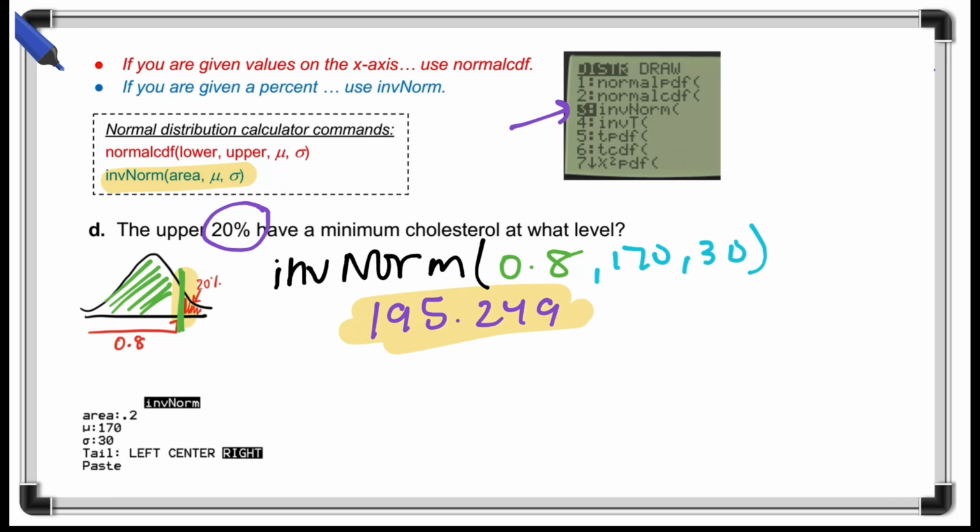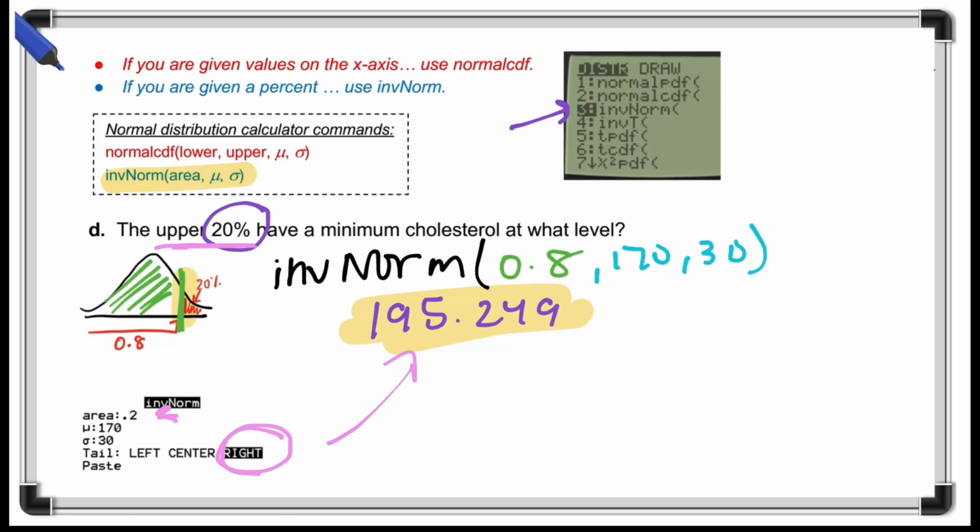Now, if you have a CE calculator, an 84 CE, you actually can choose the tail. You can choose left, right, or center. So because we're looking at the upper 20%, this is how you would type it in. You would say that the area that you're looking at is the 0.2, so it's 20%. Again, you're going to type in the mu and standard deviation, and then you're going to be able to choose the tail because you're looking to the right, or the upper 20%.